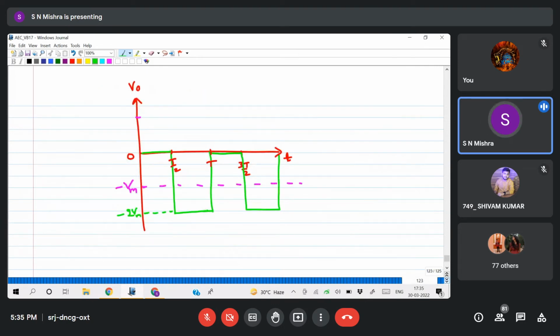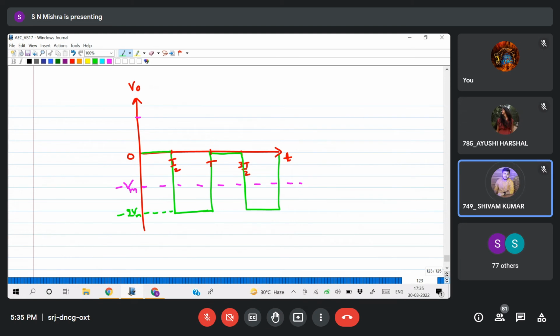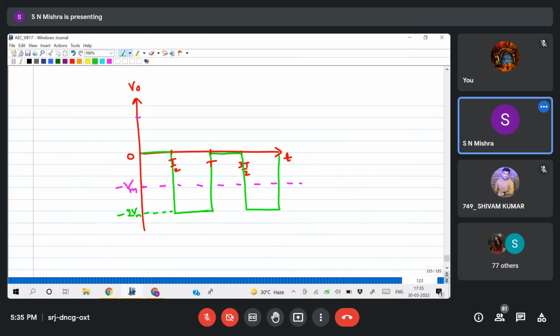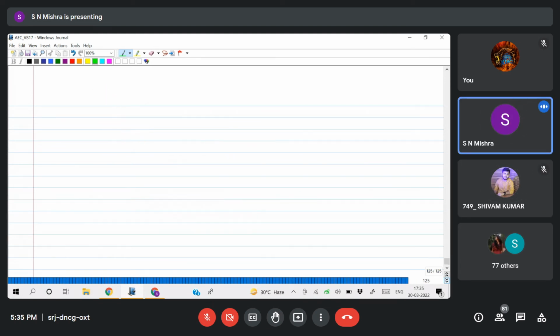Now tell me, which type of clamper is this, positive clamper or negative clamper? Which side is it going? Negative, it is going to the negative side, so that is a negative clamper. Now I'll give another question, let me see how many of you will do. Same circuit, capacitor and diode. Here I am connecting a 3 volt battery.